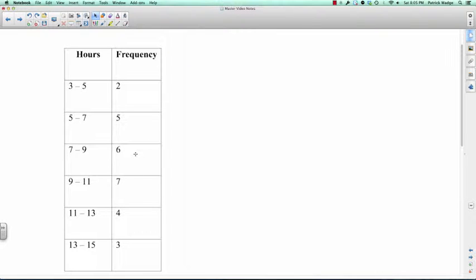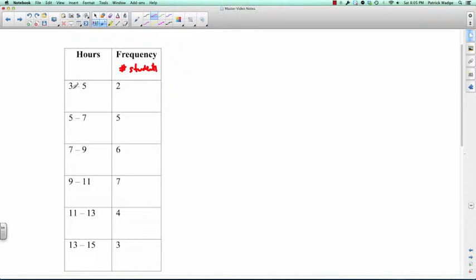So a couple things to notice about this. First of all, when I say frequency, I mean the number of students. And what you'll notice in the hours here is there's a range between 3 and 5. Well, that's kind of a problem, because if 2 kids played between 3 and 5, you don't know how much each one of them played. Maybe they both played 3, maybe they both played 5, maybe one played 4 and one 5, maybe you don't know. So what do you do?